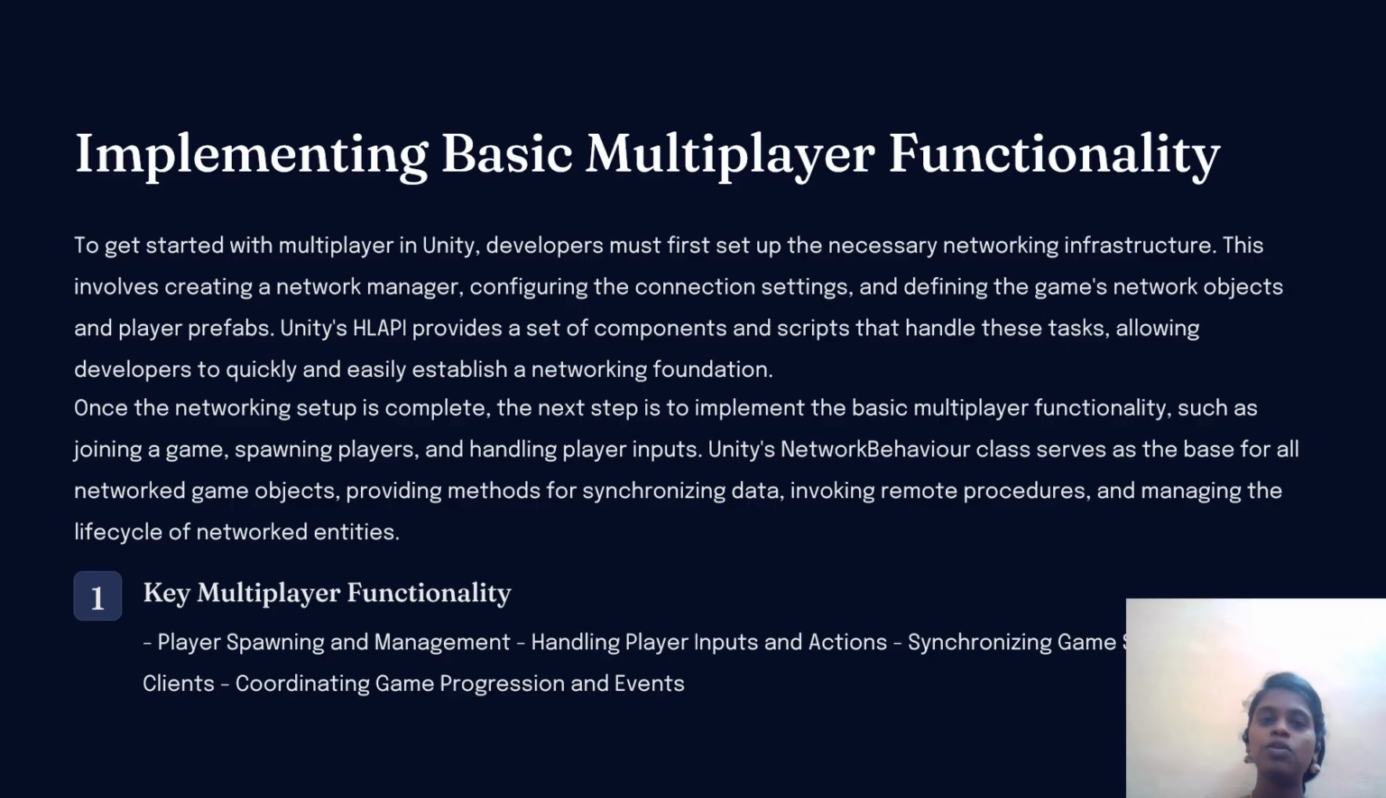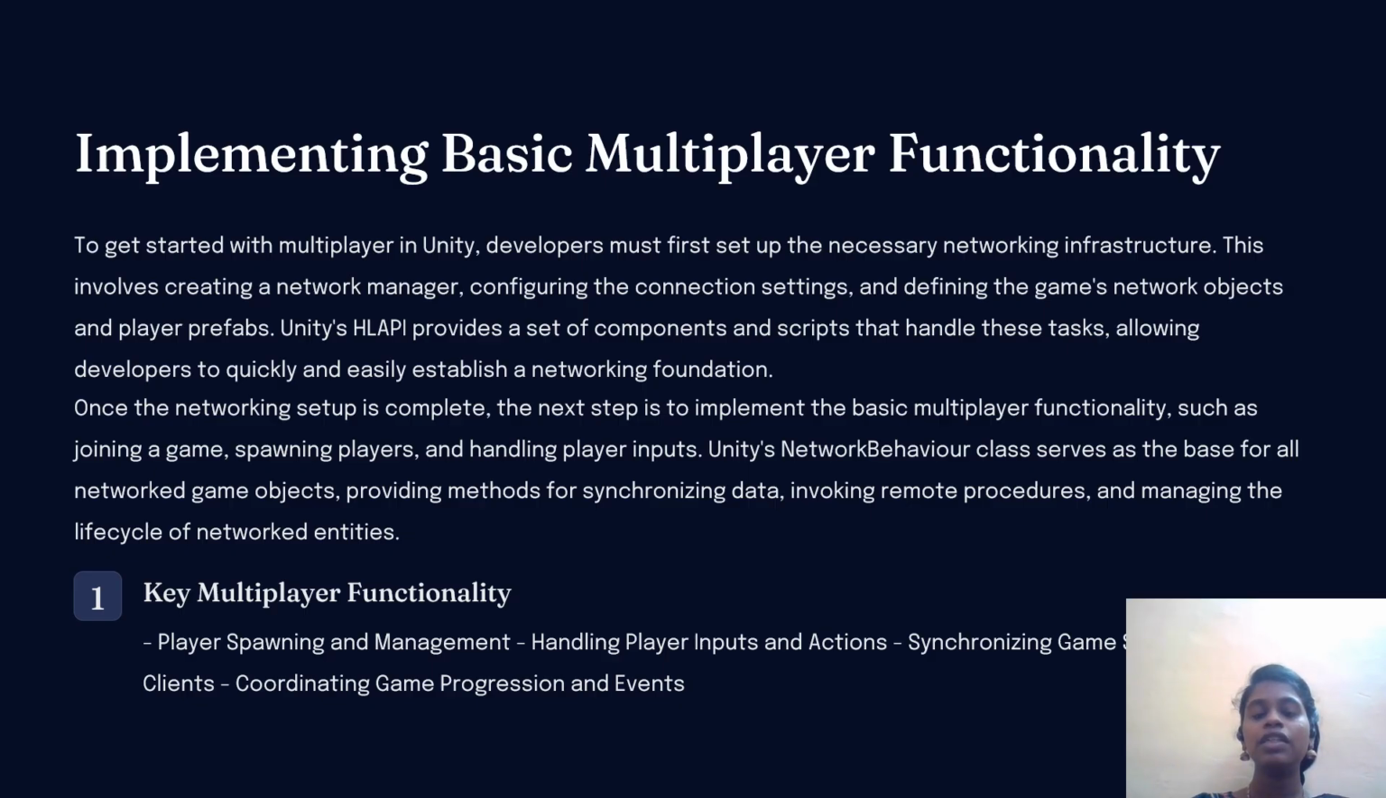Next, we are going to see about implementing the basic multiplayer functionalities. To get started with multiplayer in Unity, the developer must first set up the necessary networking infrastructure. We have already seen the networking infrastructures, that is client-server, peer-to-peer, and hybrid. We can select one networking infrastructure. This involves creating networking managers, configuring the connection settings, and defining the game network objects and player prefabs.